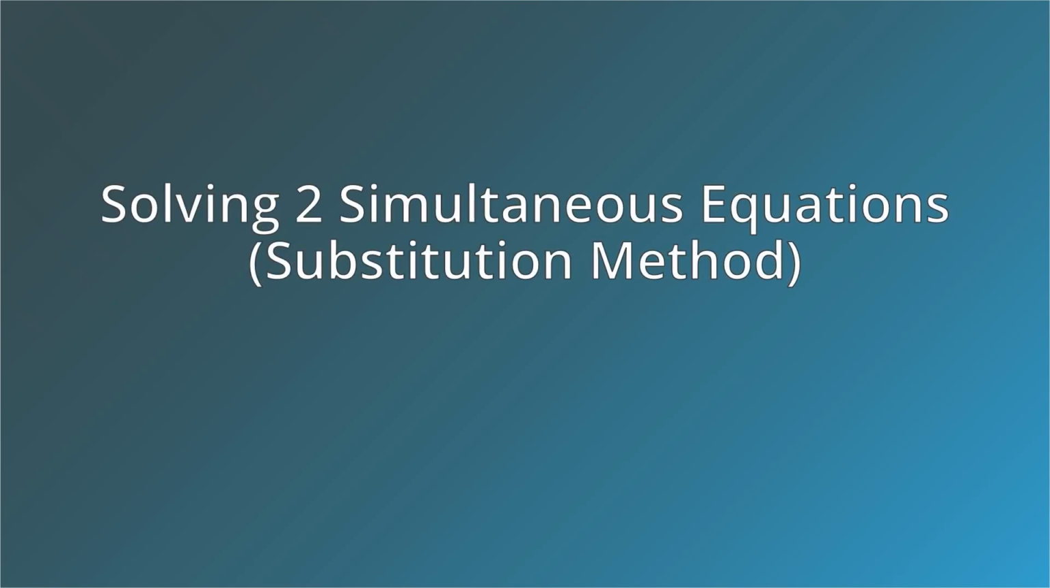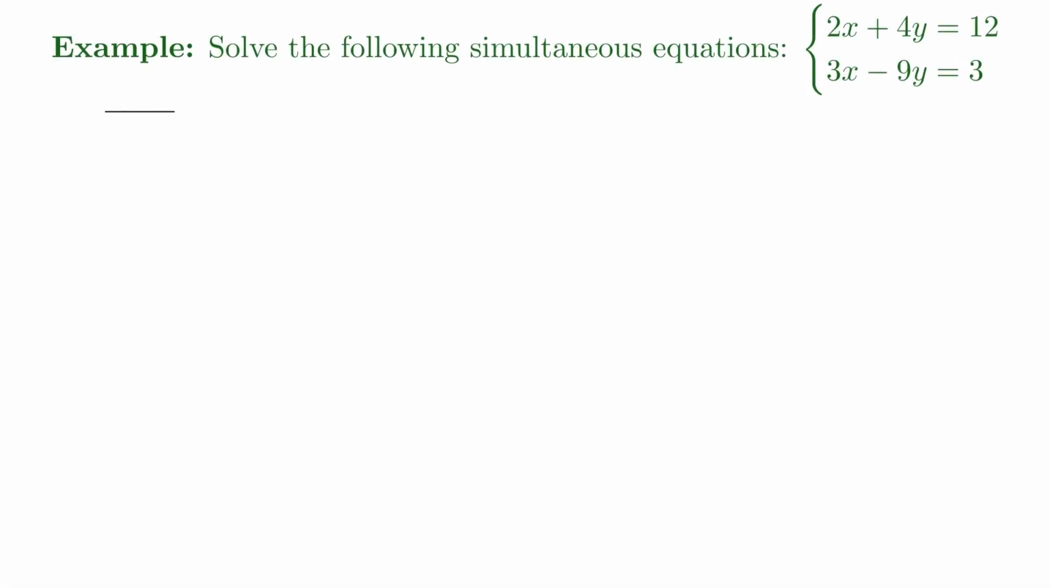In this video, I'm going to be solving two simultaneous equations using the substitution method. So I'm going to be solving simultaneous equations 2x plus 4y equals 12 and 3x minus 9y equals 3.